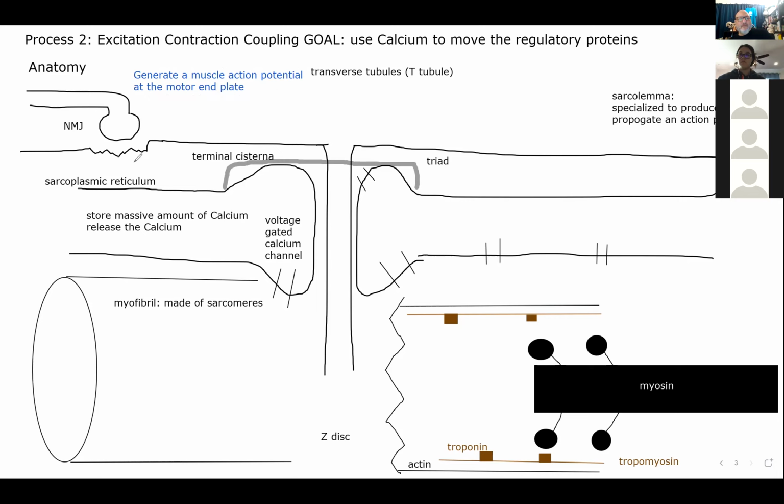So we know that muscle action potential is a big positive wave. Remember, as we talked about, it is a 100 millivolt change. Big, huge, positive wave.